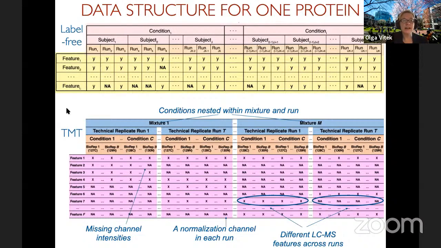And this is why MSstatsTMT is a different package from MSstats, because the models are quite different and a lot of things are fairly different. And there's another issue here.